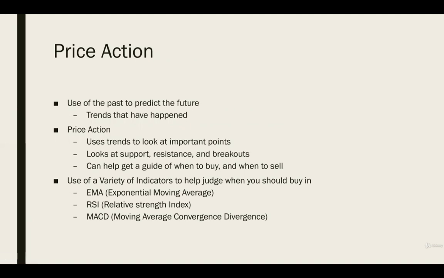Price action is basically the usage of previous prices or previous trends to predict the future trends. So we look at trends that have already happened and gain some information, look for common signals or common patterns in the previous trends, and then hopefully use that to predict future trends. Or we see how a current trend is going to play out in the future. So price action uses trends to look at important points.